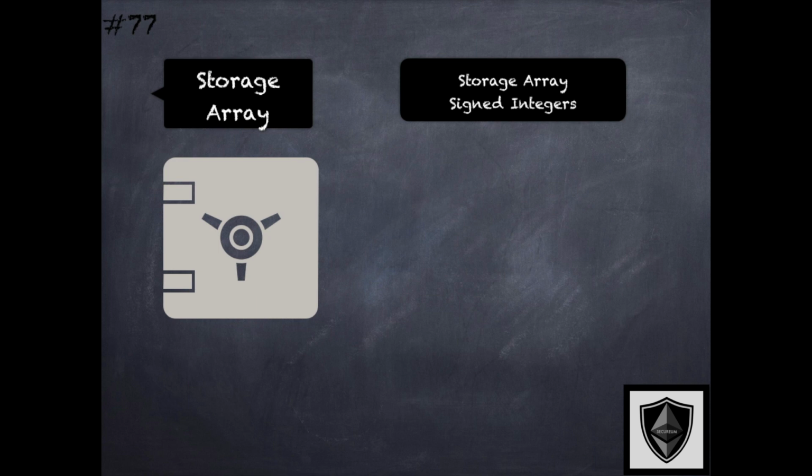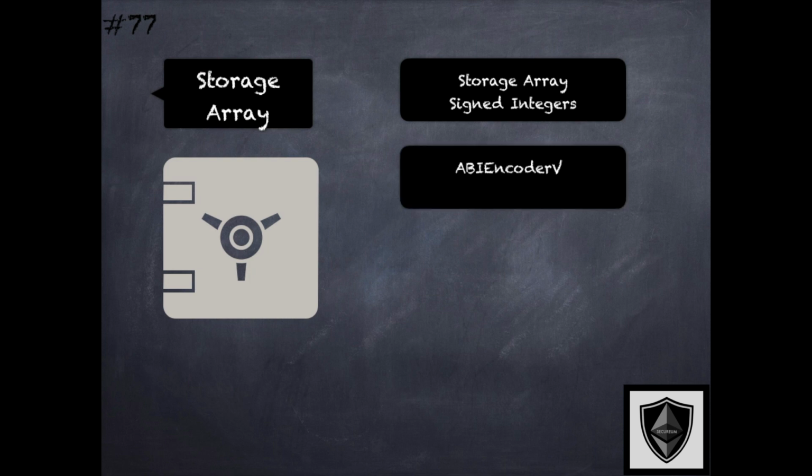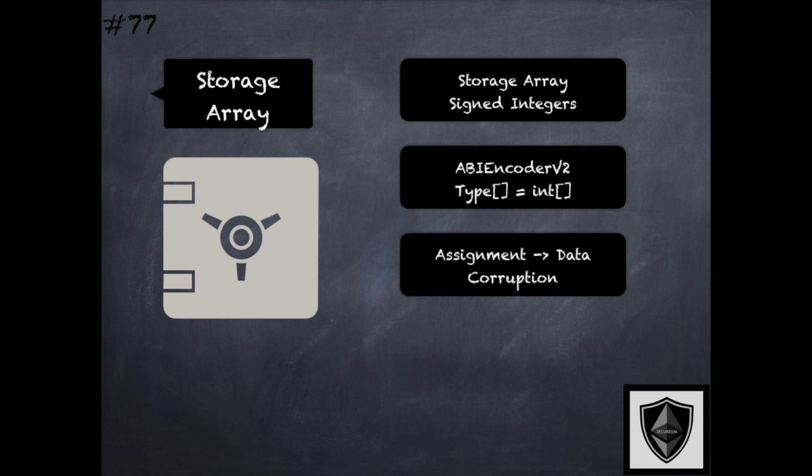This specific compiler bug was related to storage arrays and signed integers. And their usage was enabled by the ABI encoder v2, which was a pragma directive that needed to be explicitly specified until the latest versions, but in the latest version is used by default. So this specific bug arose when assigning an array of signed integers to a storage array of a different type. And under such assignments, it led to data corruption in that array.